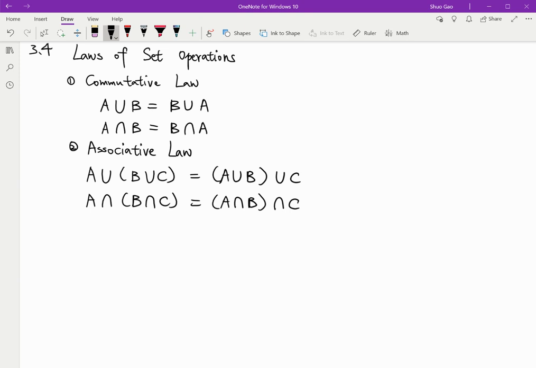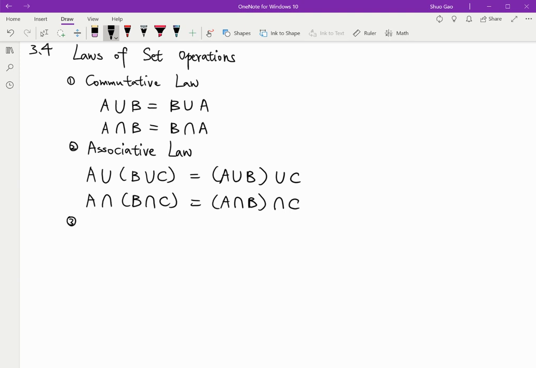And for the intersection, this equation means you want to find the intersection of A and B and C. So whether you first find the intersection of B and C, or you first find the intersection of A and B, it doesn't matter because the results are the same, as long as the two operations here are both intersection. So this is called the associative law. You can calculate any one of them you like.